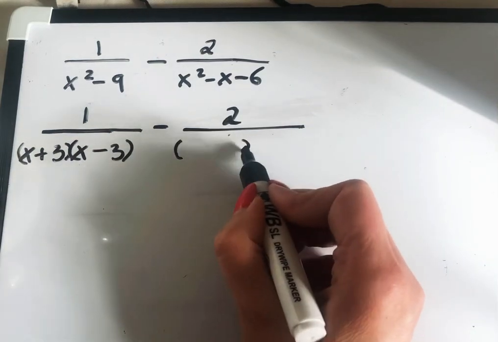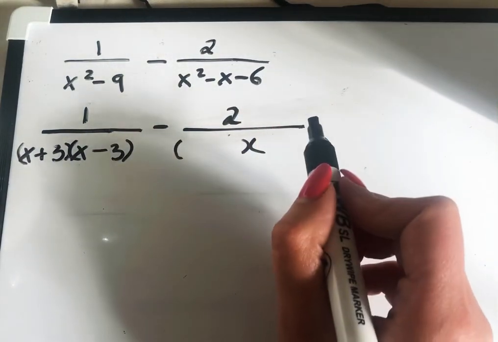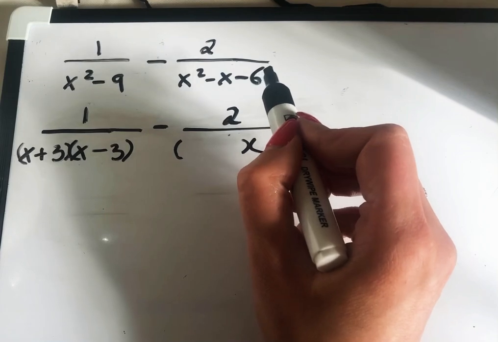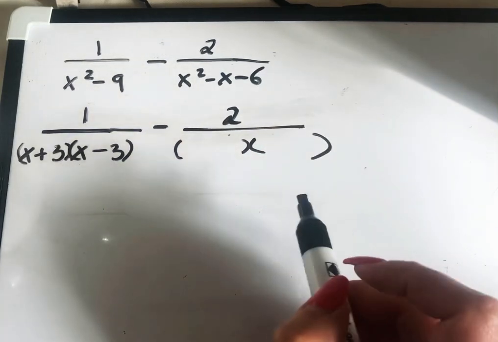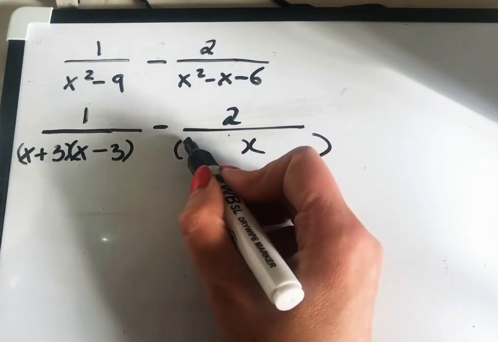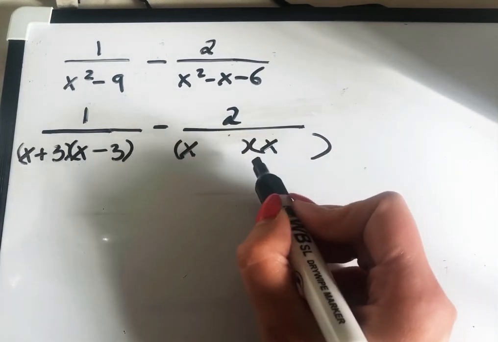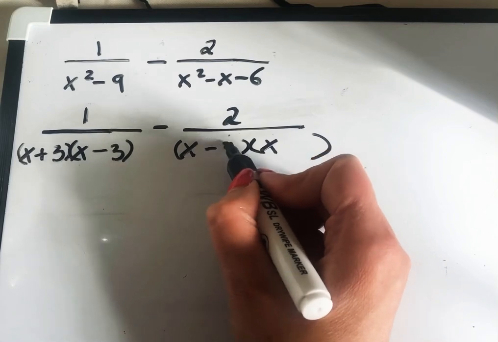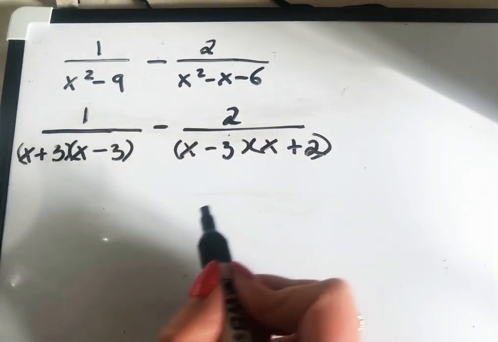Next of all, we move on to our quadratic. So we see we've got a negative 6. We say to ourselves, what two numbers multiply to give a negative 6 that add to give negative 1? So x in one, x in the other. Those numbers will be minus 3 and plus 2.